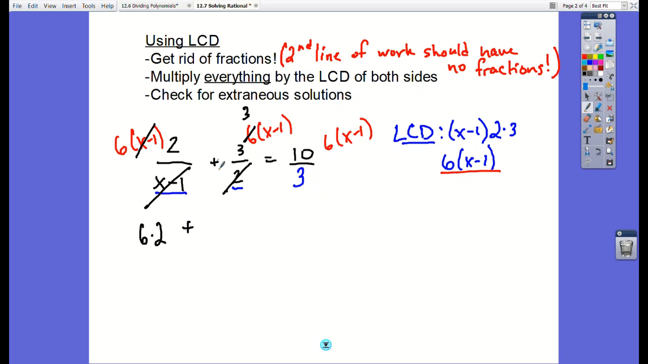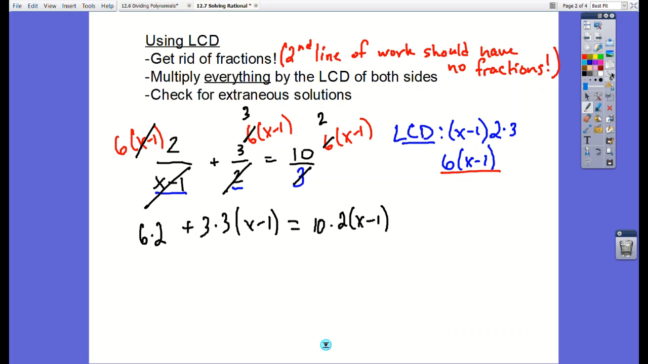So plus comes down, you get a 3 times 3 times x minus 1. Right? 3 times 3 times x minus 1. And then 3 goes into 6 twice. So this equals 10 times 2 times x minus 1.